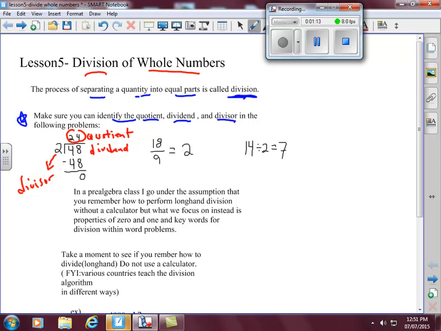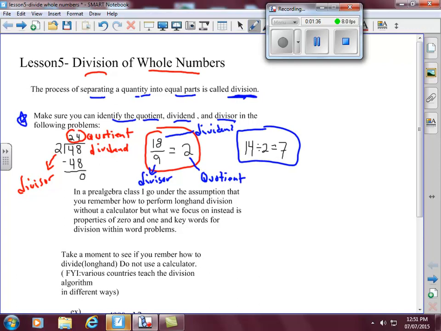Likewise, in this problem, this would read as 18 divided by 9 is 2. So 2 would be the quotient, or the answer to the problem. 18 would be the dividend. So I always say make sure you can map that out. And 9 would be the divisor. Okay? Let's try again. This would read as 14 divided by 2 is 7.